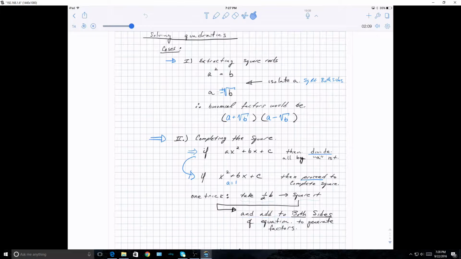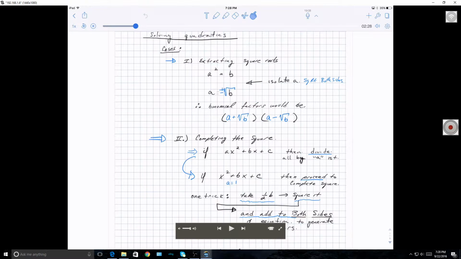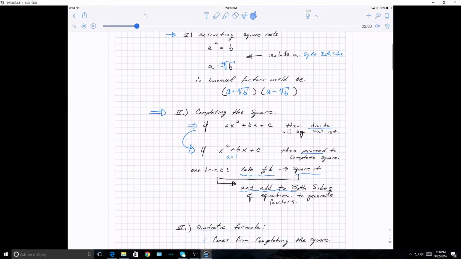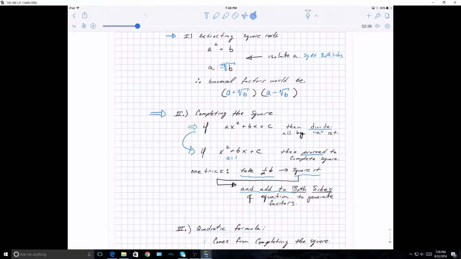So that means that we can complete the square. The trick to doing this is to take 1/2 of the b, square it, and add it to both sides. And we'll do an example of that in a little bit. But regardless of what that b is, just take half of it, square it, and add it to both sides. That way we keep a consistent equation, and we can work on that.